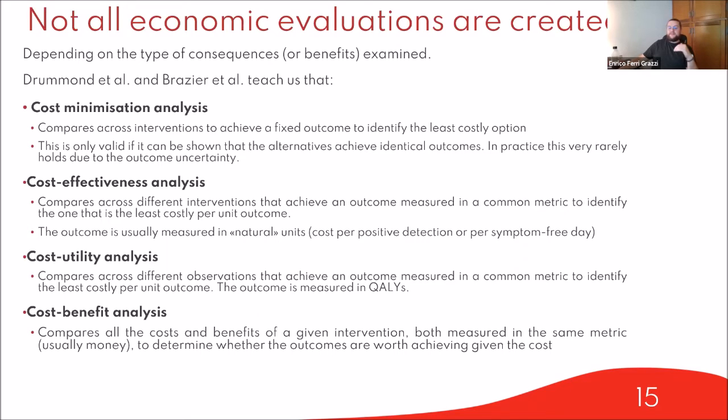In cost minimization, we're looking for the cheapest. Simple as that. We're looking for the cheapest way to achieve a fixed outcome. In cost effectiveness, we're looking at the intervention that has the least cost per unit of outcome. There is no fixed quantity of outcome to be achieved. Okay.